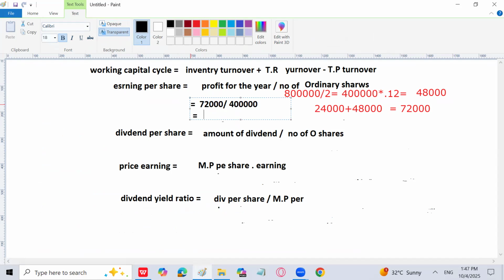That is 0.18 per share. 0.18 per share is going to be the earning per share. Now I will calculate our price earning ratio, which is market price per share over earning per share. Market price is 3.35 divided by earning per share 0.18, multiplied by 100. The answer is going to be in times.